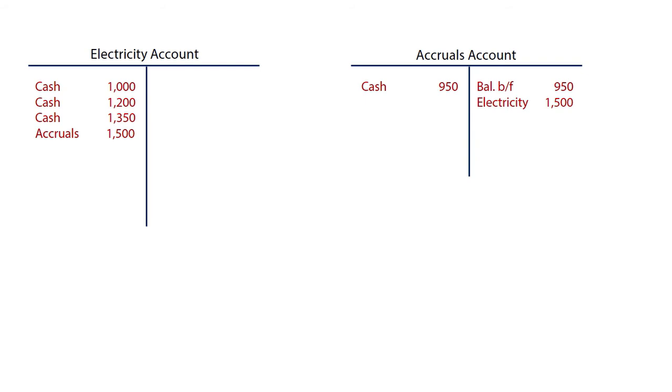We open electricity account and accruals account. Again, let's move to the accruals account because it has a balance to be carried forward from last year. The balance was on the credit, if you remember. So we bring it forward to the credit side, $950. So we come to the entries.